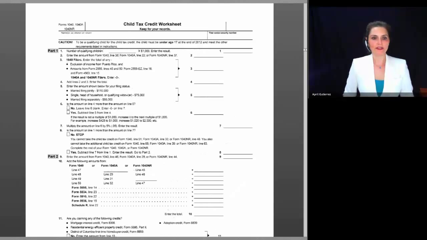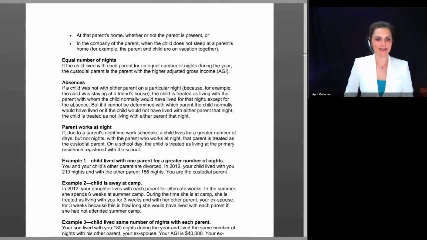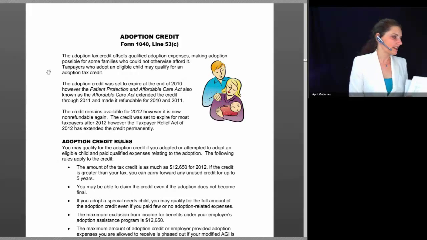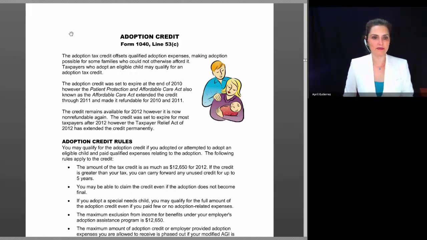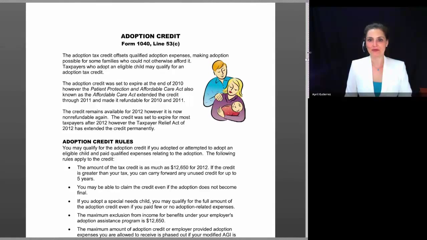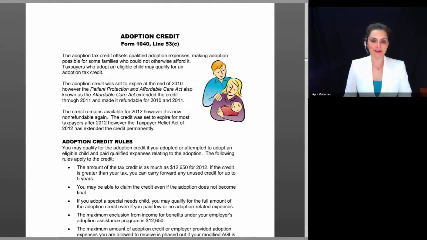And the next topic of the day is the adoption credit. The adoption credit is not new. It's been around a long time, but the government keeps playing around with it just to make it a little confusing by changing the rules periodically. And we went through a period in 2010 where it was refundable, and IRS scrutiny of the credit went up astronomically because of the fact that it became refundable. But for 2012, it is again a non-refundable credit. The adoption credit is intended to offset qualified adoption expenses, making adoption possible for some families who could not otherwise afford it.